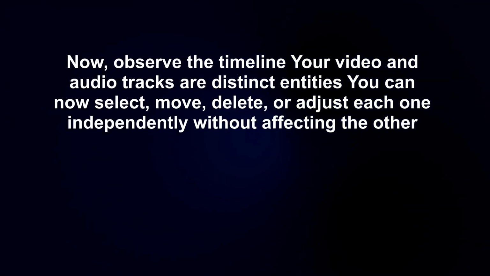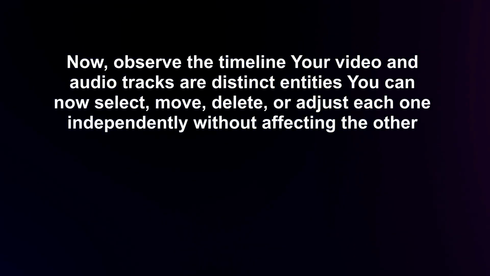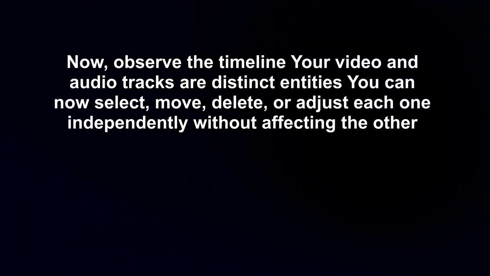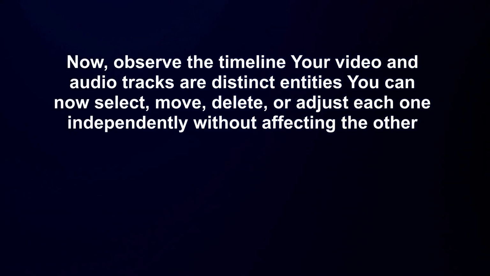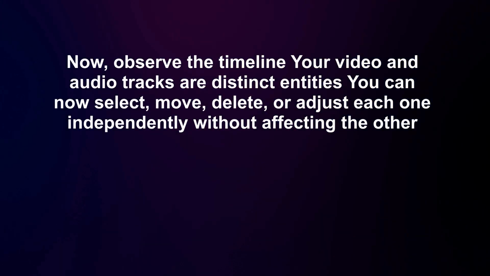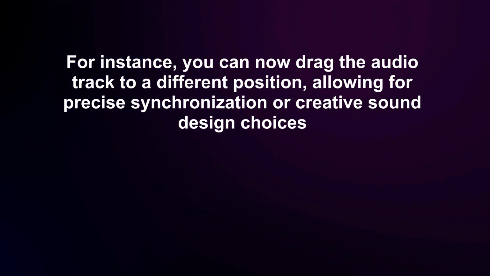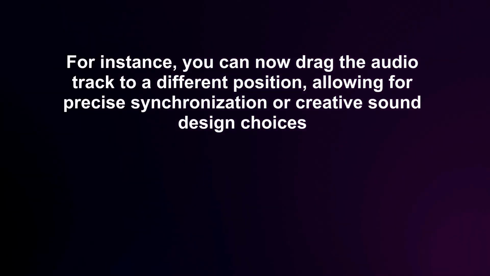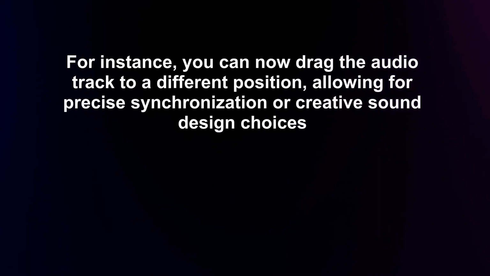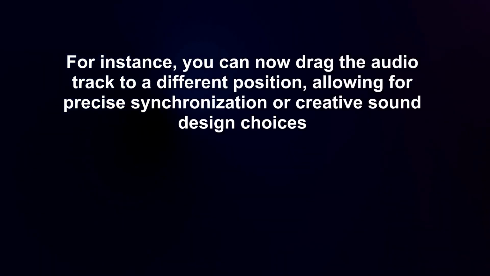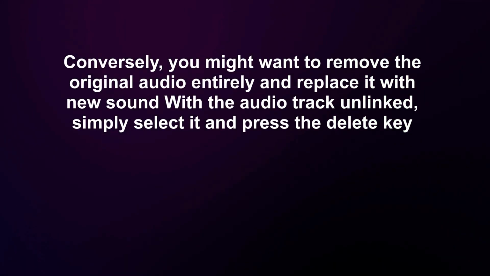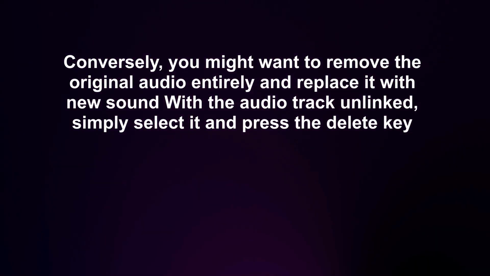Now, observe the timeline. Your video and audio tracks are distinct entities. You can now select, move, delete, or adjust each one independently without affecting the other. For instance, you can now drag the audio track to a different position, allowing for precise synchronization or creative sound design choices. Conversely, you might want to remove the original audio entirely and replace it with new sound with the audio track unlinked. Simply select it and press the delete key.